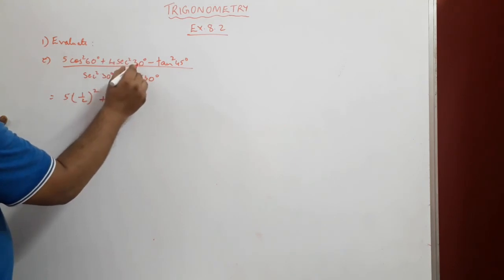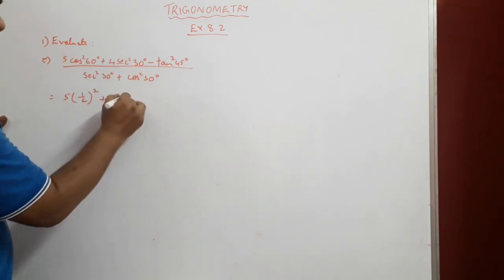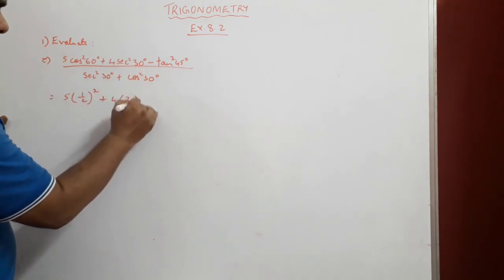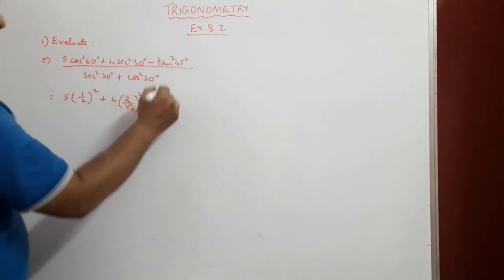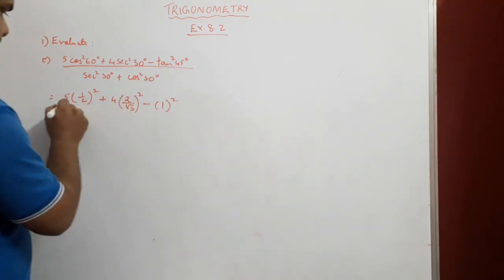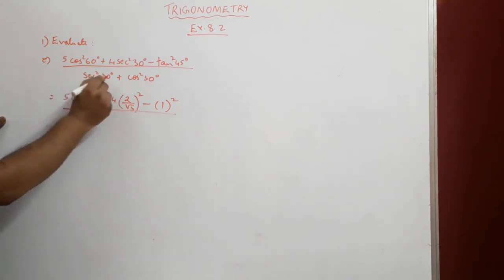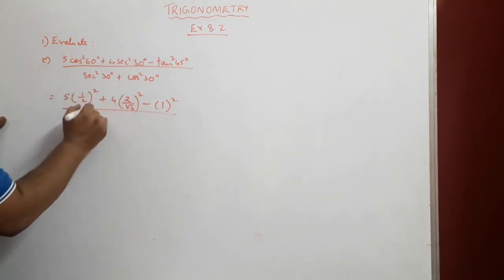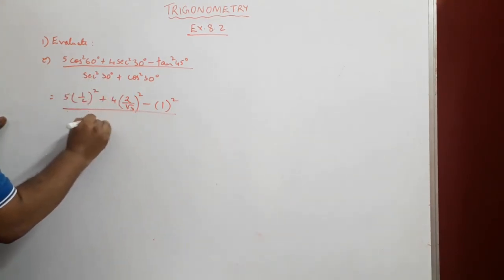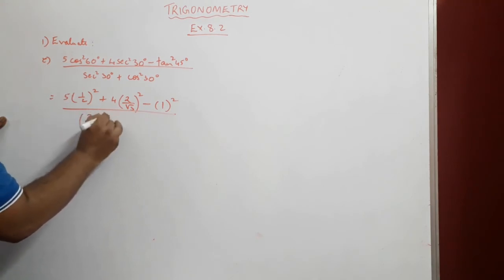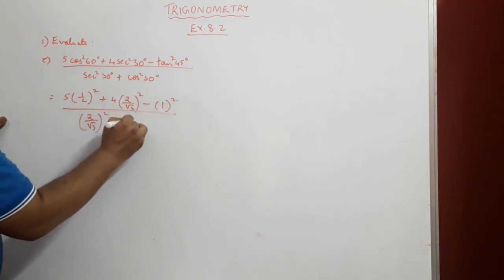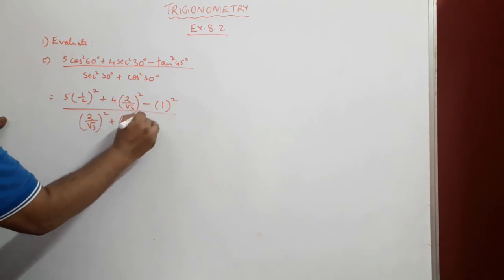Cos 30 degrees is how much? Root 3 upon 2, so sec 30 degrees is 2 upon root 3, and that's square. Tan of 45 is 1, so 1 square, whole thing upon sec square 30 degrees. Cos 30 degrees is root 3 upon 2, so sec is reciprocal of that, 2 upon root 3 whole square, plus cos 30 degrees is root 3 upon 2, so that is also square.